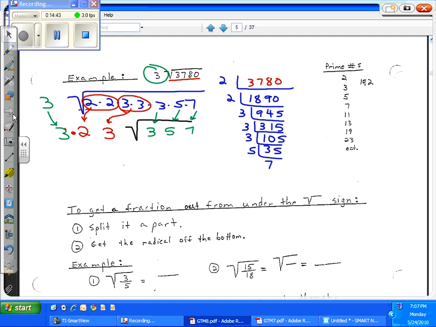We multiply the numbers that ended up outside. 3 times 2 is 6 times 3 is 18. We multiply the numbers that ended up on the inside. 3 times 7 is 21 times 5 is 105. And so in simplest form, it is 18 square root of 105. Any questions on this example?